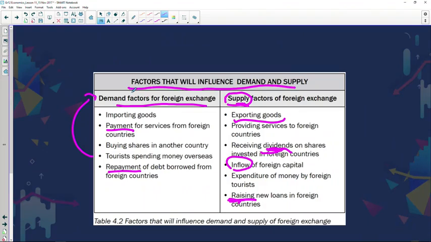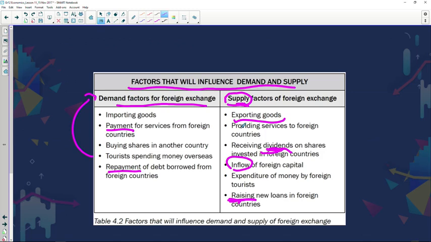So these are important factors that we need to be aware of in terms of the influence of demand and supply factors on foreign exchange, because when we look at foreign exchange, we need to understand these factors and see how they play hand in hand in terms of demand and supply. So let's just do a quick comparison before we move on. Demand is created when we import, and supply is created when we export.